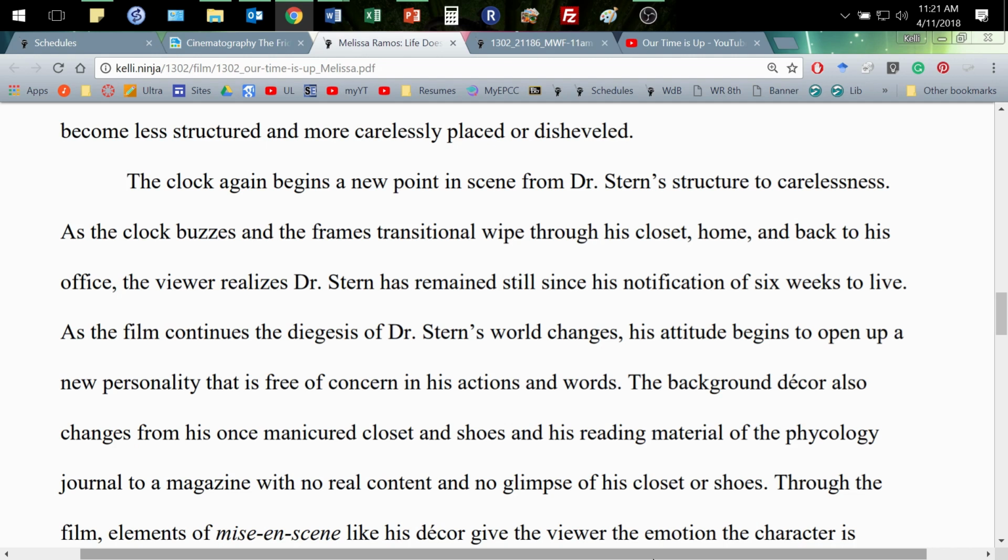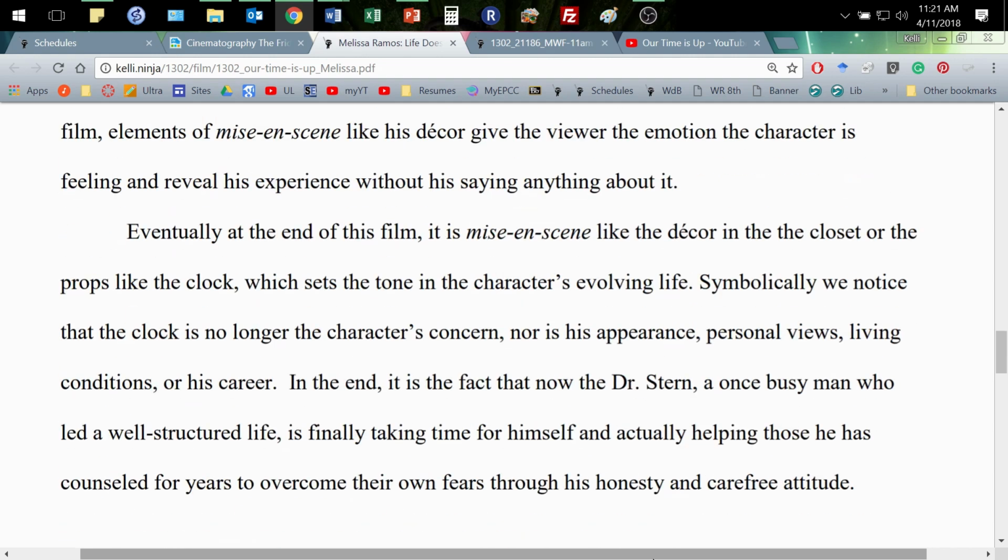Through the film, elements of mise-en-scene like his decor, what do? That's the key thing. Not just that these things are there. You've got to say that. But it's always about what do they do? What message are they creating? Like his decor, they give the viewer the emotion the character is feeling and reveal his experience without saying anything about it.